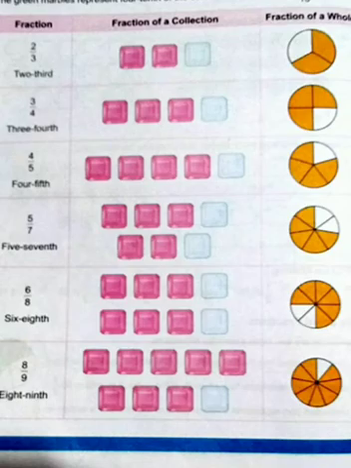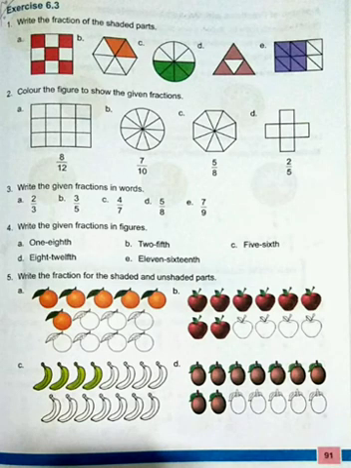Your assignment will be from exercise 6.3, question number 91. You can do question number 1 and 2 in your workbook itself.